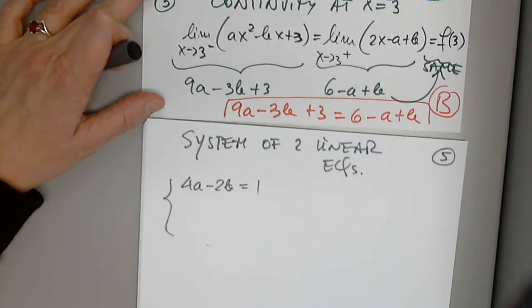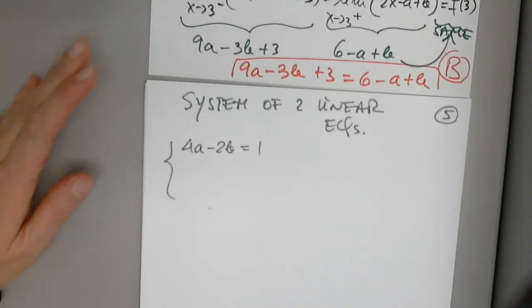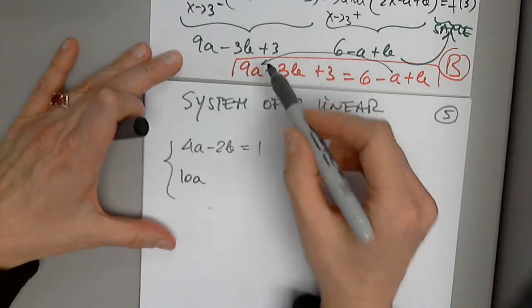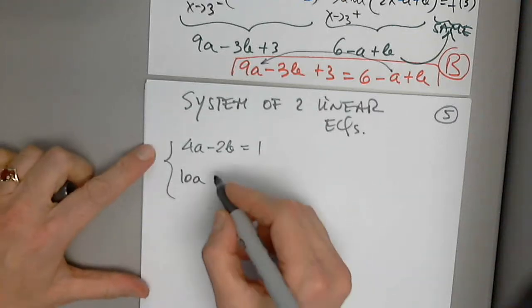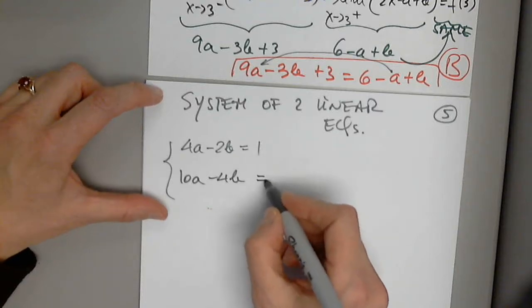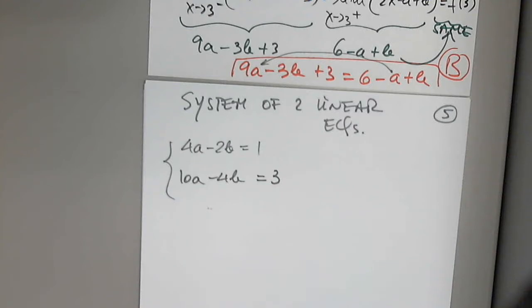Very good. In the same way, I want to simplify the second one. I would like to add the a, subtract the b, and subtract the 6. I want to write the second equation fully simplified. 10a indeed. Minus 4b, excellent, because b is subtracted from both sides. Equals 3. Excellent.